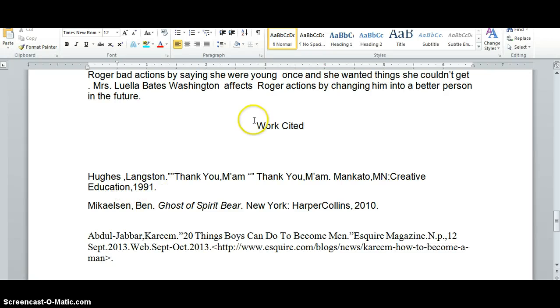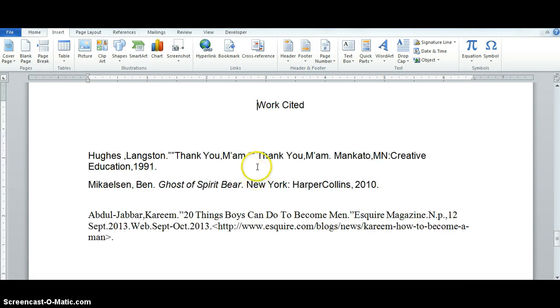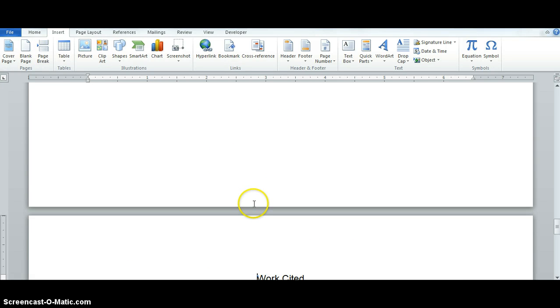And I see you've got a beautiful works cited page, and what you can do is go to the button called Insert on Google Drive as well as in Word, and you can push the page break button and it'll put it on its own page, which is what it's supposed to be.